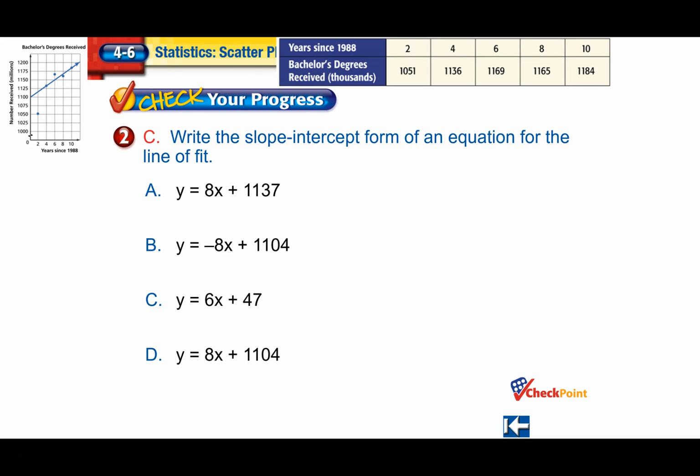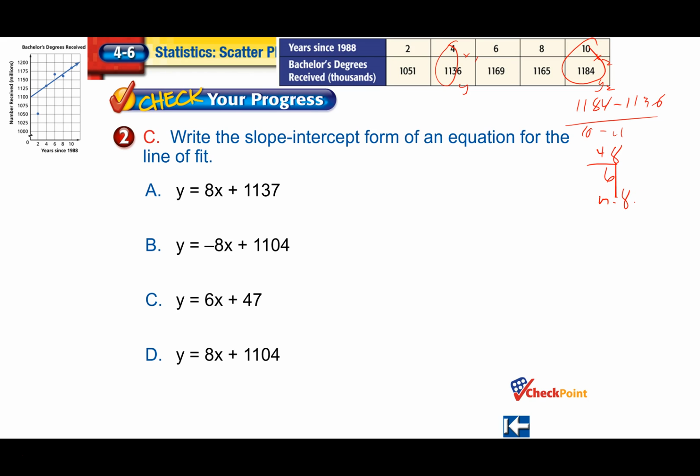Write the slope-intercept form of an equation of line best fit. Go. All right, so they picked year 4 and year 10 as their 2 points. So I'm going to make this my y2, y1, x2, x1. Put that into this. So 1184 minus 1136 over 10 minus 4. Put those into my calculator. Gives me 48/6, which gives me a slope of 8 per year.